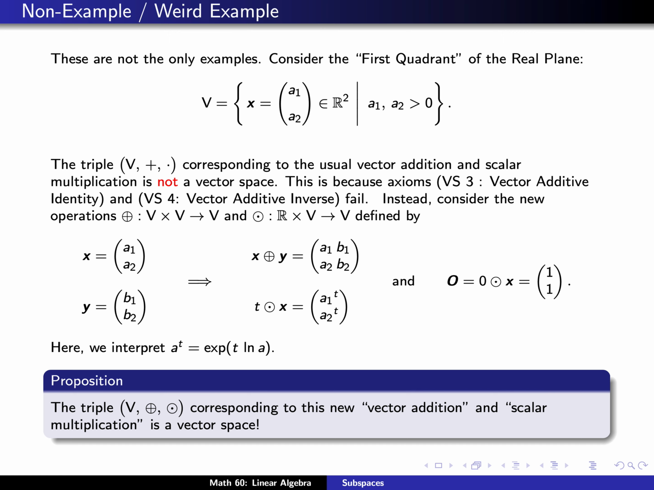This example here is just meant to emphasize that we have to be very careful as to the triple. It's not enough to say that the set V is a vector space. We really need to know the set V as well as vector addition and scalar multiplication.